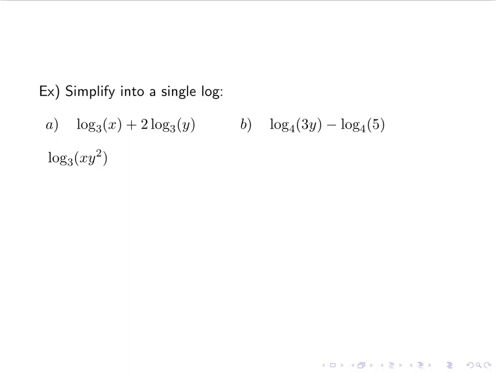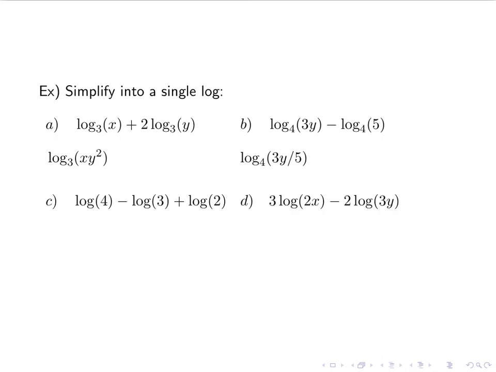For B, I've got log base 4 of 3y minus log base 4 of 5. So my coefficients are already 1, so I can't do property 3. So now I'm going to look at the fact that I'm subtracting, and it's going to be property 2. So I get log base 4 of 3y divided by 5.